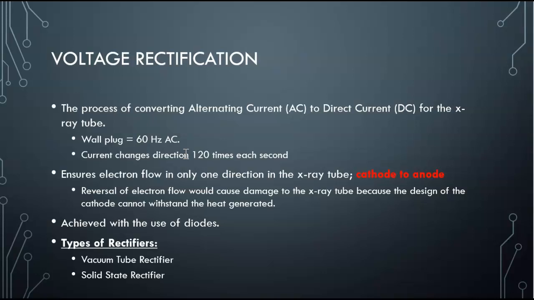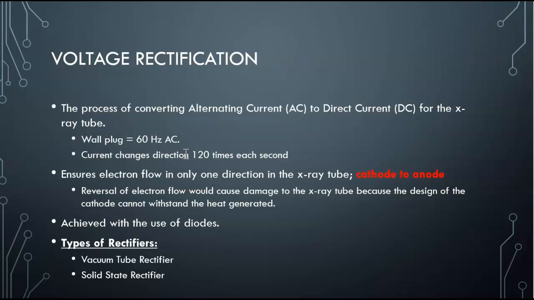So voltage rectification is the process of converting alternating current to direct current for the X-ray tube. A wall plug is 60 Hertz of alternating current. The current changes direction 120 times each second. Rectification ensures electrons flow in only one direction in the X-ray tube, from cathode to anode. Okay, that's what we use our rectifiers for.